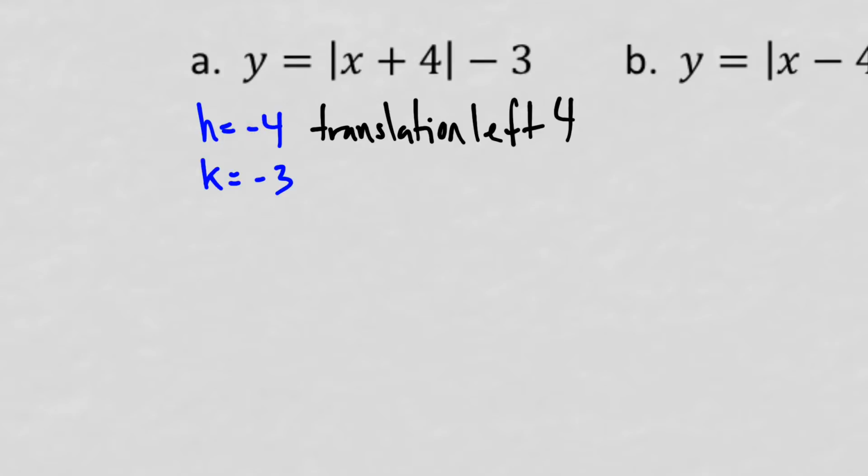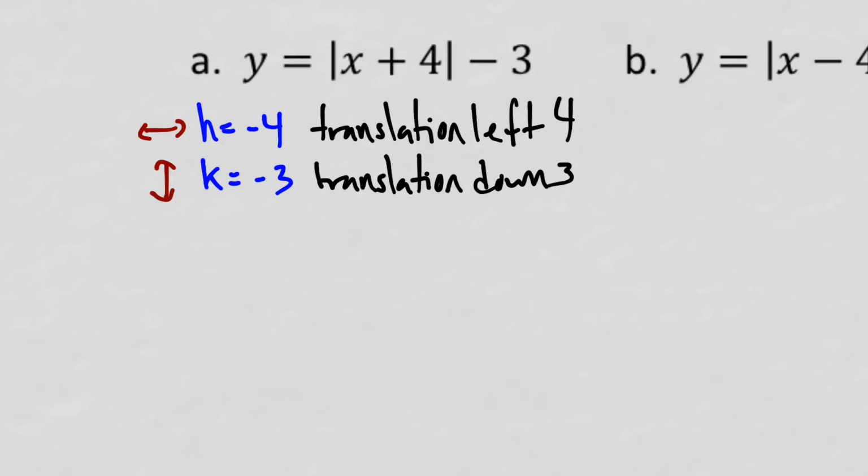Because it's negative. H is always going to do things either left or right. K is always going to do things up or down. So for K, what I'm going to say is it's a translation down 3 units. So left 4 units, down 3 units. H is -4, that means left. K is -3, that means down.